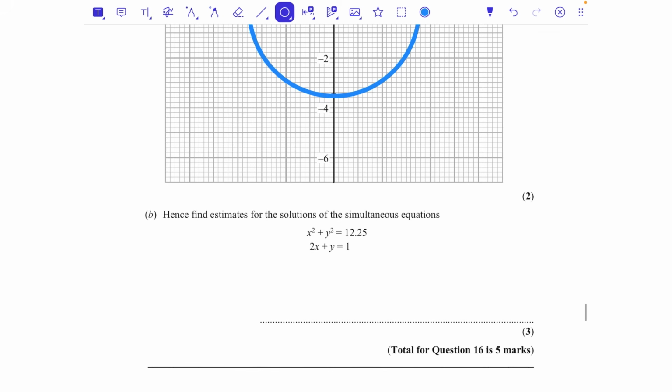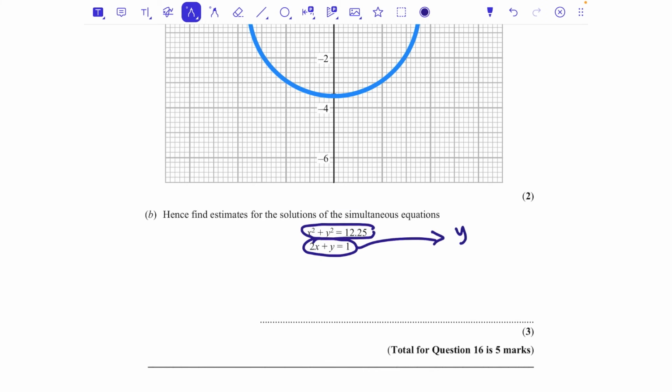And it says, hence find estimates for the solutions of the simultaneous equations. Now, simultaneous equations, I'm still on a circle. Simultaneous equations are when two graphs cross each other. So I've already got this one on the graph. Now let's just draw this line here. And you might be thinking, well, how do I draw that?